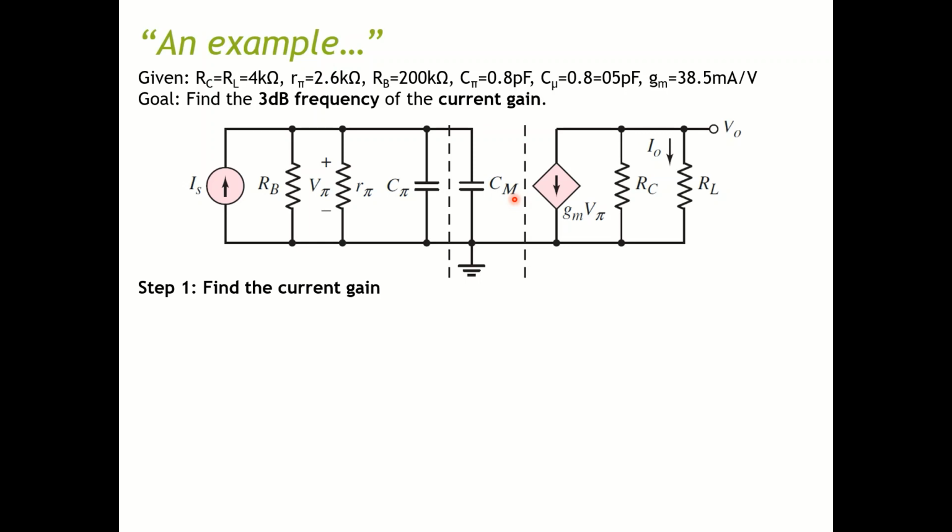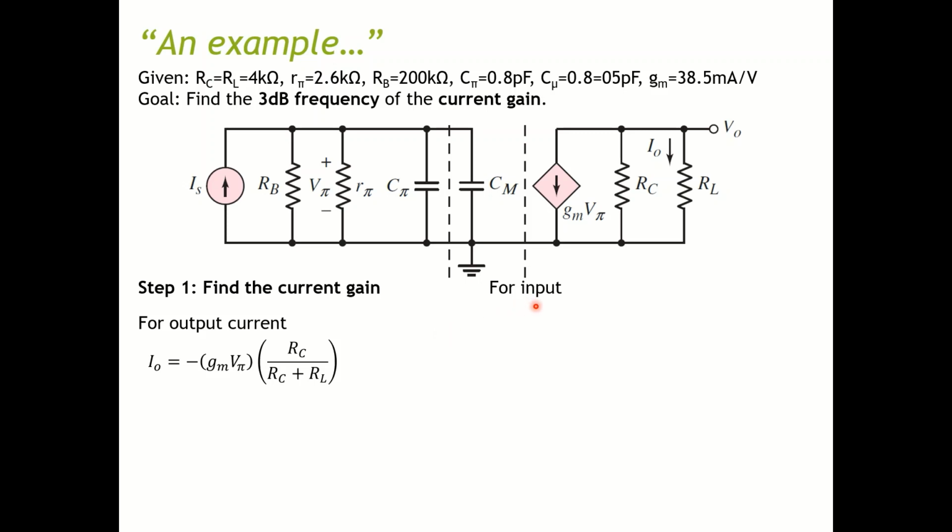So first step, we have to find the current gain. When we find the current gain, we have to take the output first. The output is pretty simple here: the output equals the current going into the load resistor RL. Therefore, you can use the current divider law. So the current going in here is multiplied by RC over the sum of RC and RL. Remember, it's a little bit different from the voltage divider.